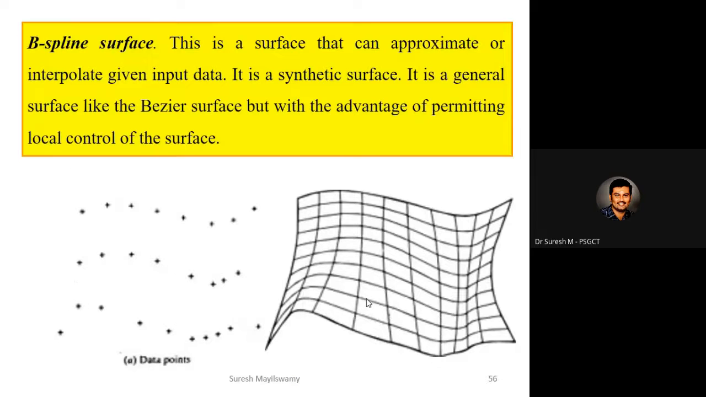And the next one is the B-spline curve or surface. This is a surface that can approximate or interpolate given input data. It is a synthetic surface and it is generally like a Bezier surface, but with the advantage of permitting local control of the surface. So considering the B-spline surface, it will take global points. Also, it will consider the local points. Based on the global points and the local points, the surface is approximated.